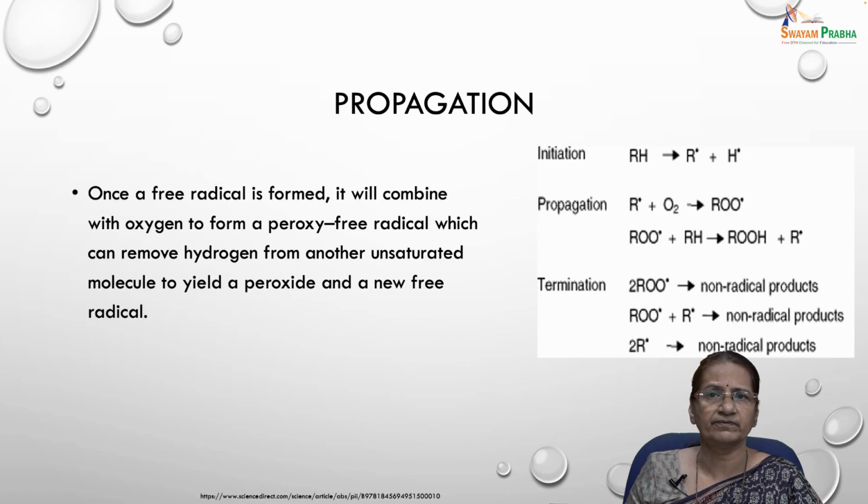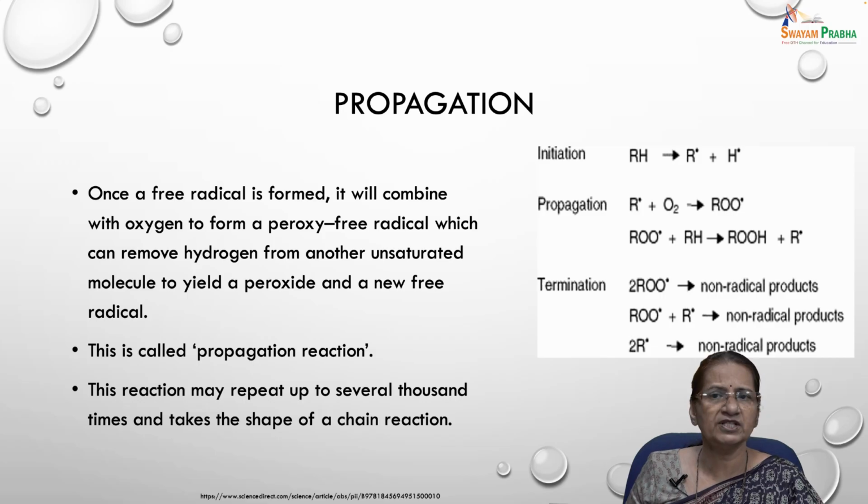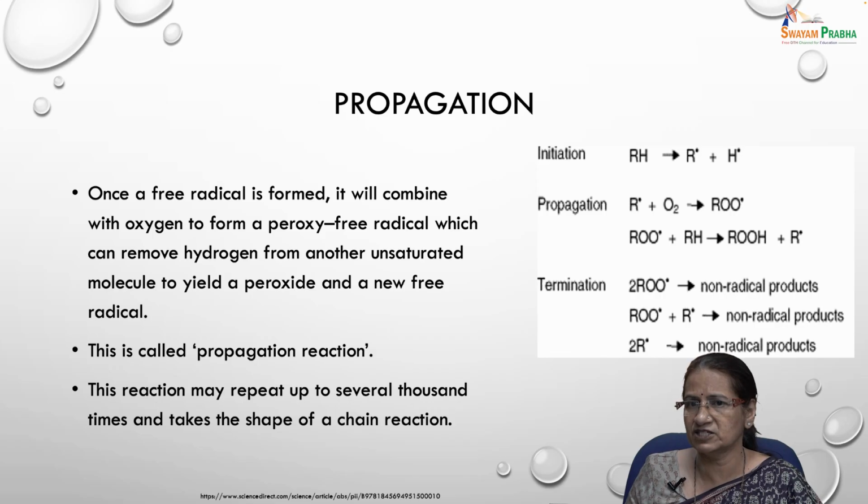Now propagation. Once a free radical is formed, it will combine with oxygen to form a peroxy free radical, which can remove hydrogen from another unsaturated molecule to yield a peroxide and a new free radical. This is called the propagation reaction. This reaction may repeat up to several thousand times and takes the shape of a chain reaction.